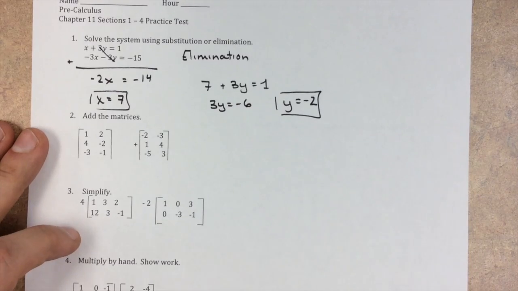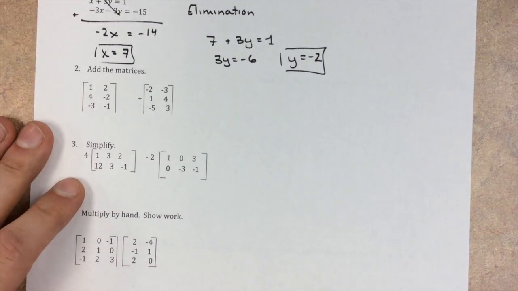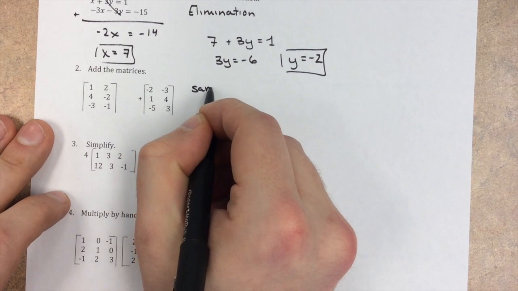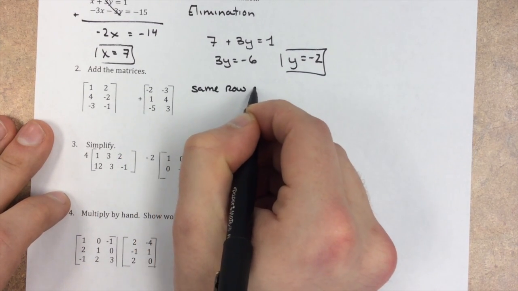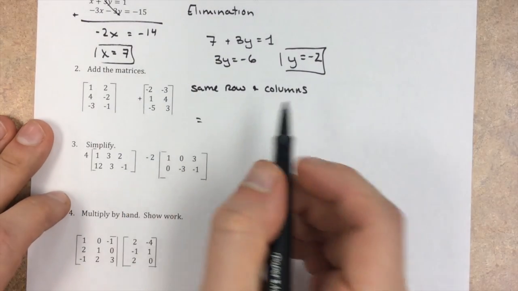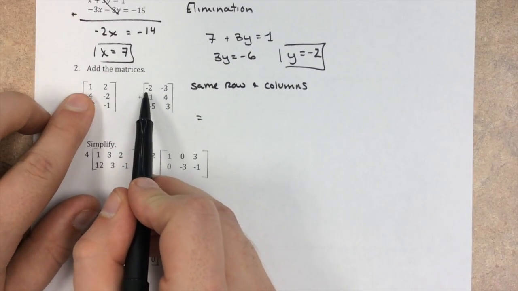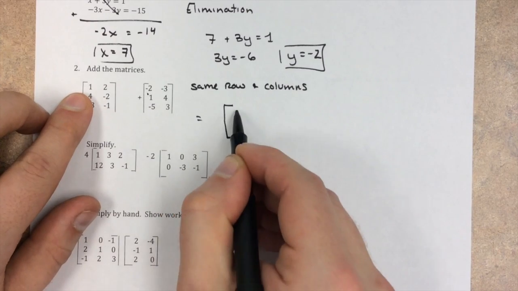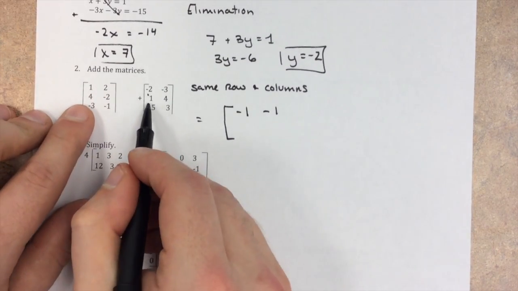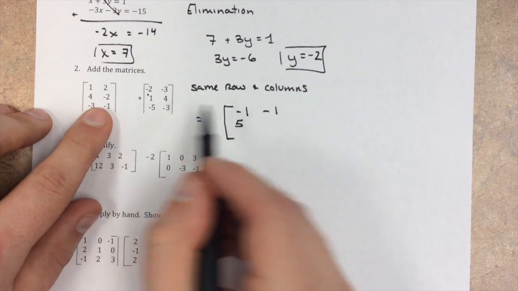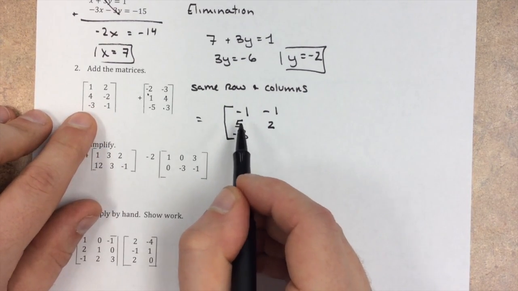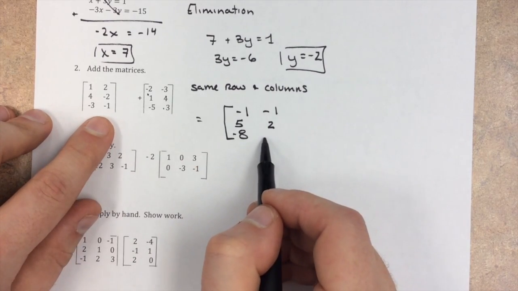Simple, easy, moving on. Adding matrices. Here, we need to have the same rows and columns in order to add them. So it's as simple as matching: 1 plus negative 2, which is negative 1; 2 plus negative 3, which is negative 1; 4 plus 1, 5; negative 2 plus 4, 2; negative 3 minus 5, negative 8; and negative 1 plus 3, which is 2.